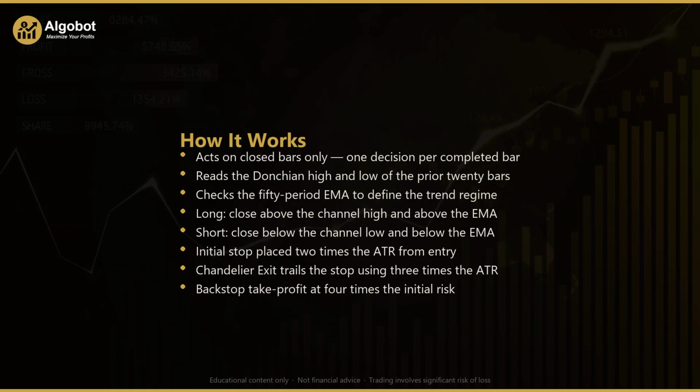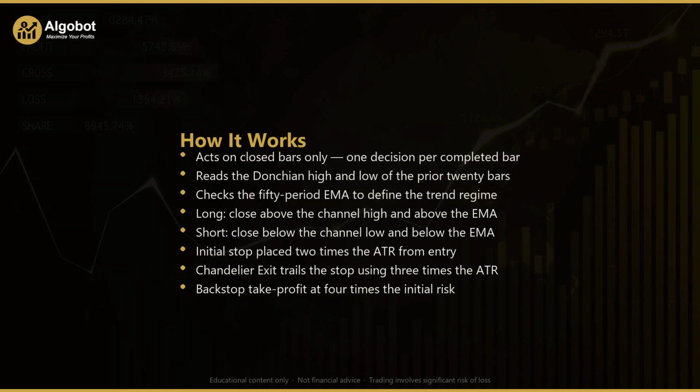For a short, the mirror applies. The close must be below the 20-bar channel low and also below the moving average. This dual requirement is the core idea. The breakout must agree with the prevailing regime, which discards many counter-trend breaks that tend to fail.